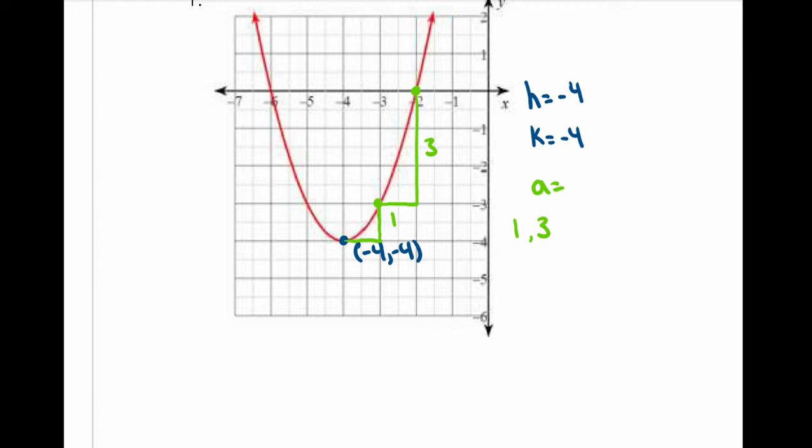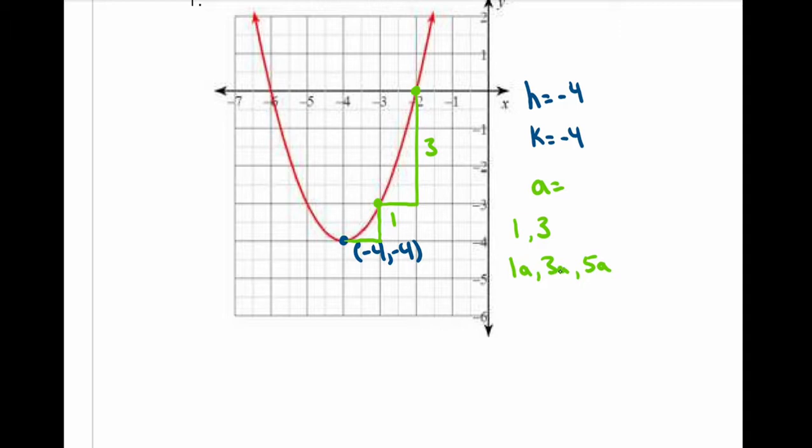I can't find my third step from the graph, but I have more than enough to find my a value. Remember, the general form is 1a, 3a, 5a. So looking at this, I have to think, well, what a value do I multiply 1 by to get to 1?